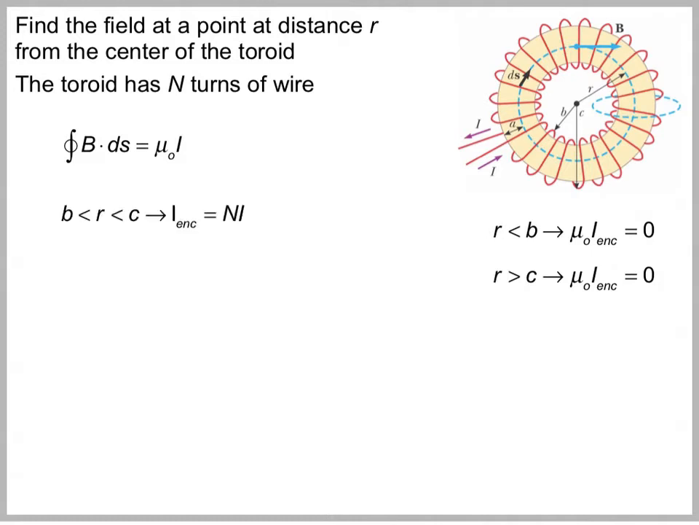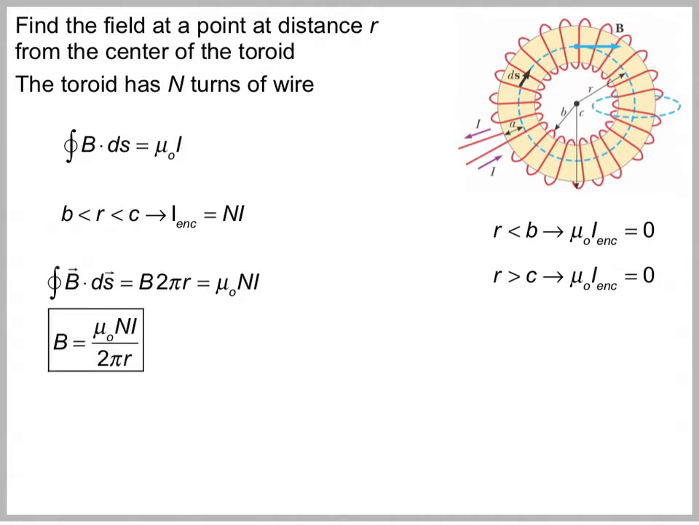However, when I'm in between b and c, and I draw my Amperian loop here, it goes down inside here, and it comes back on the outside and down. So every time I go down inside, I have more current going through my Amperian loop. The total enclosed current, then, is the number of turns times the current in each turn. So then, since I know B is symmetric, the integral B dot ds is still B times 2 pi r. That's equal to mu naught N I, or the magnetic field inside the toroid is mu naught N I over 2 pi r. The magnetic field outside the toroid is 0.